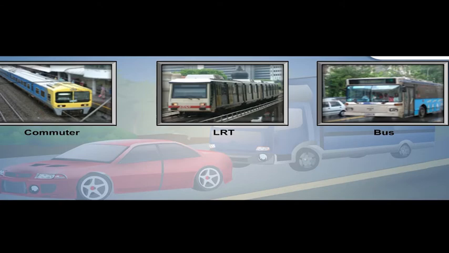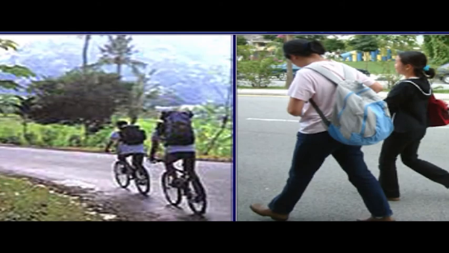What is carpooling? Let's say you and your neighbor going to the same school. So your mother can fetch you and your neighbor to school, and your neighbor's parent can fetch you and your neighbor back from school. So this will reduce the number of cars on the road. Another way to reduce the number of cars on the road is by encouraging the public to walk or cycle.